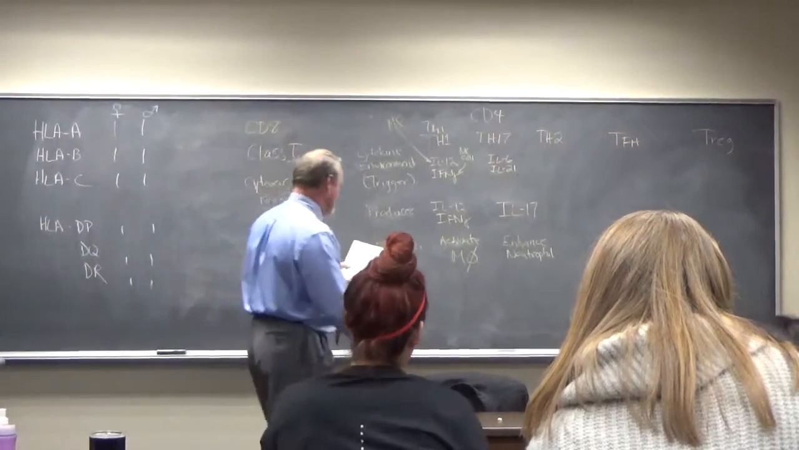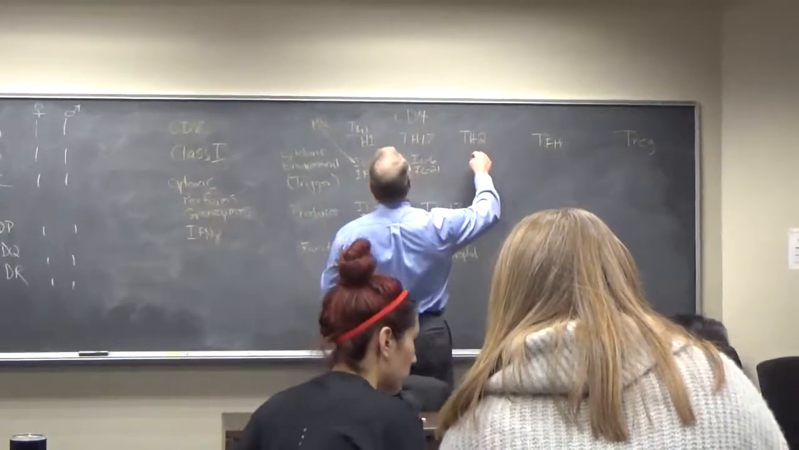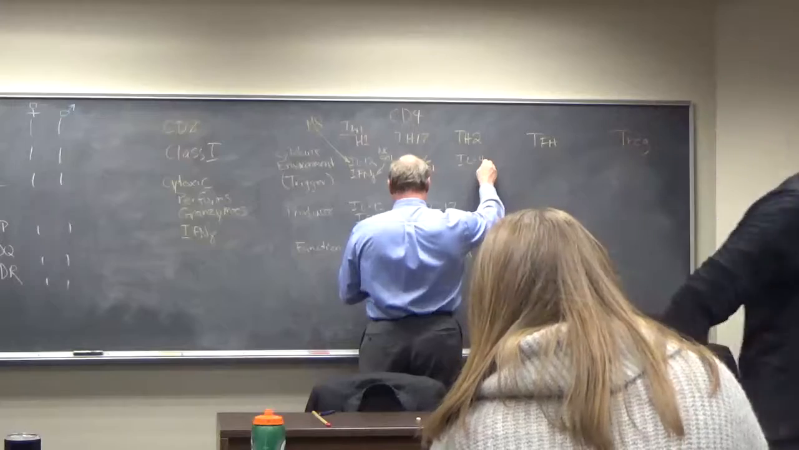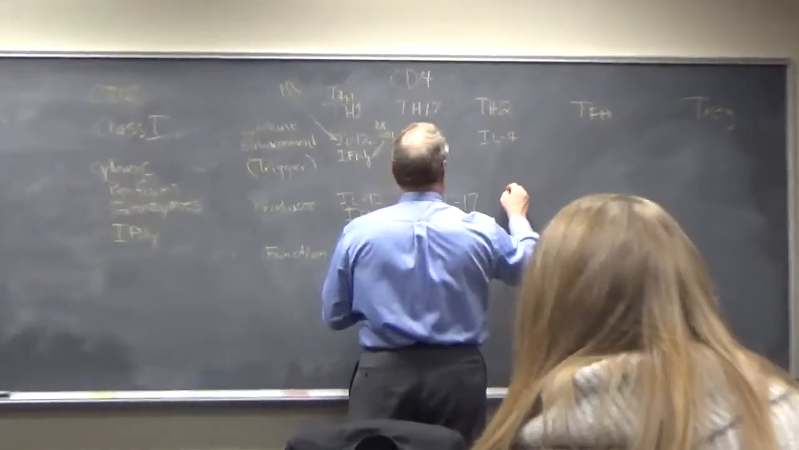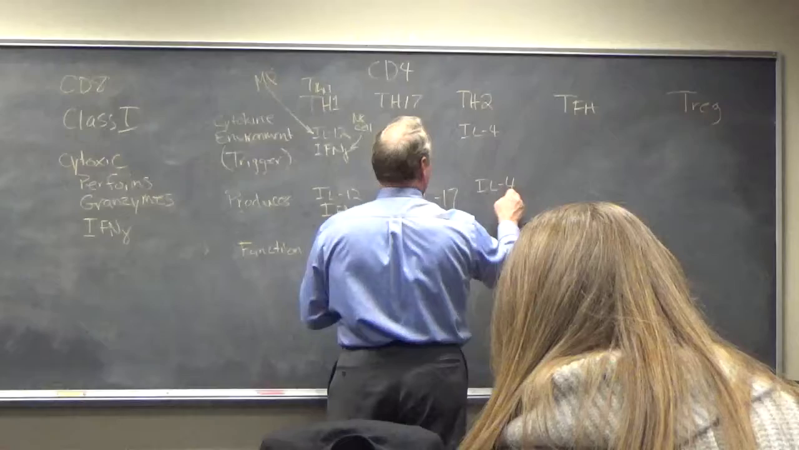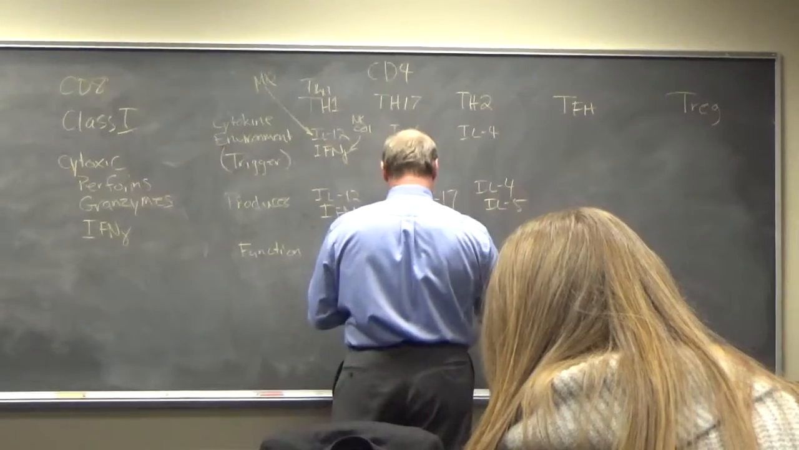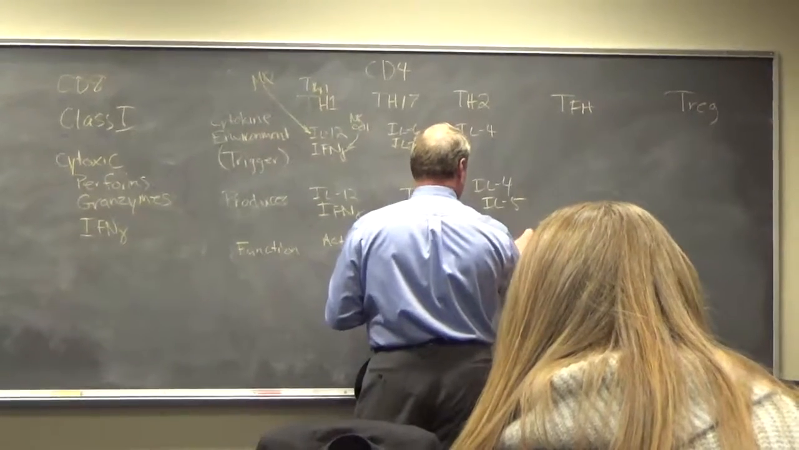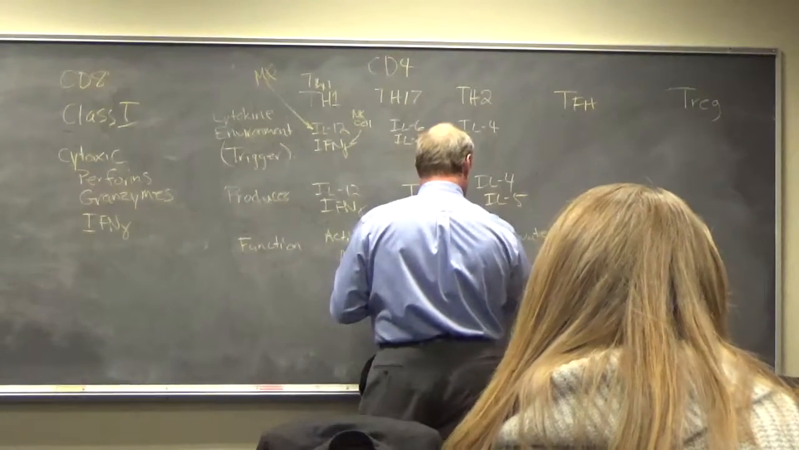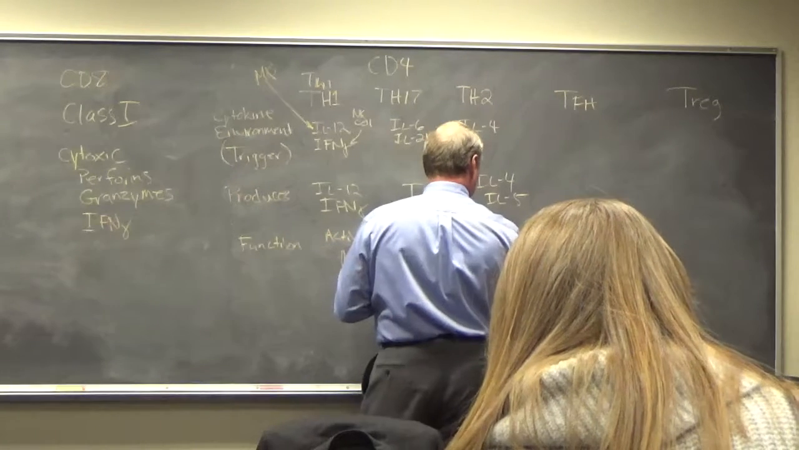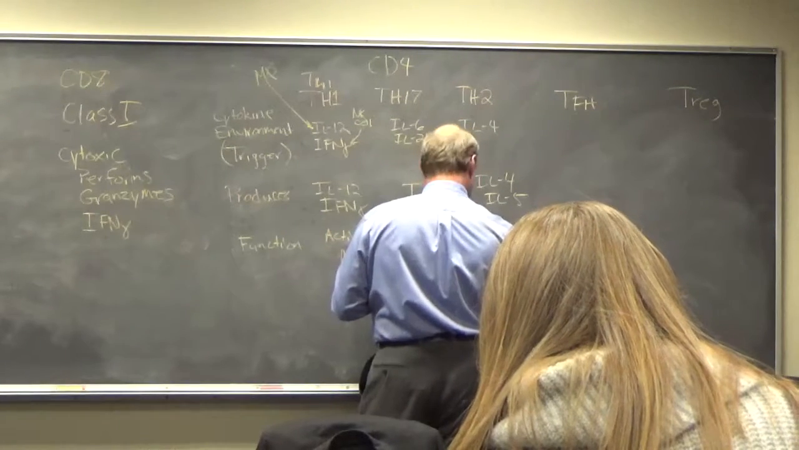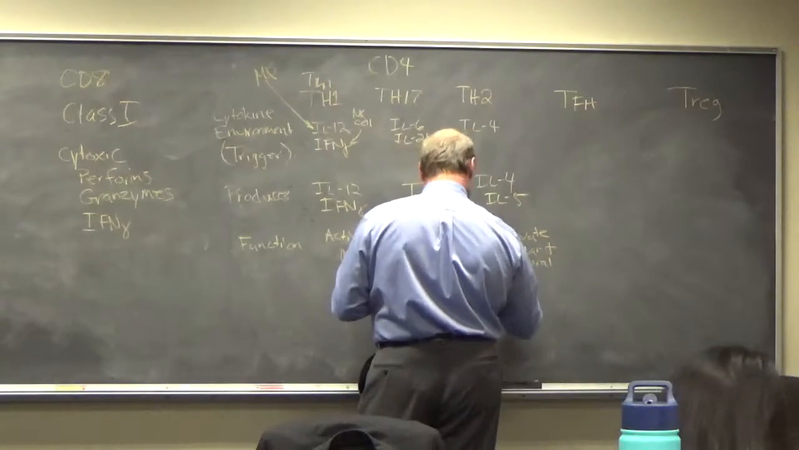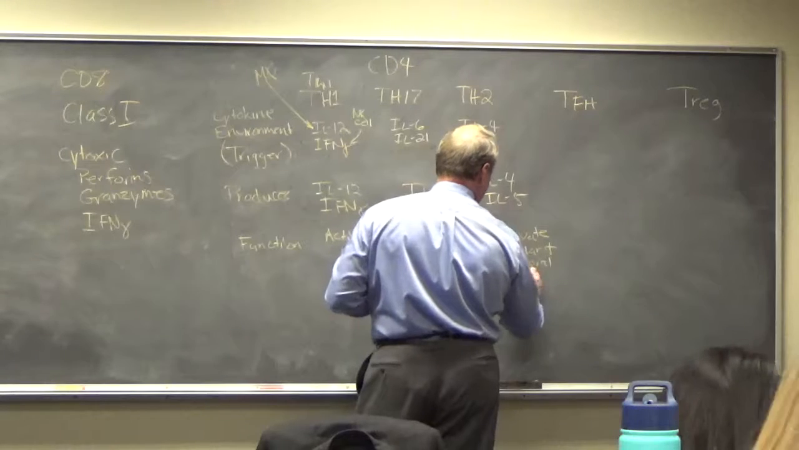T helper 2 cells, if you grow these cells in the presence of IL-4, they will then start to produce, and the trigger will be IL-4 and IL-5. And what these do is they activate cellular and humoral or antibody anti-parasite responses. So a response to parasites.